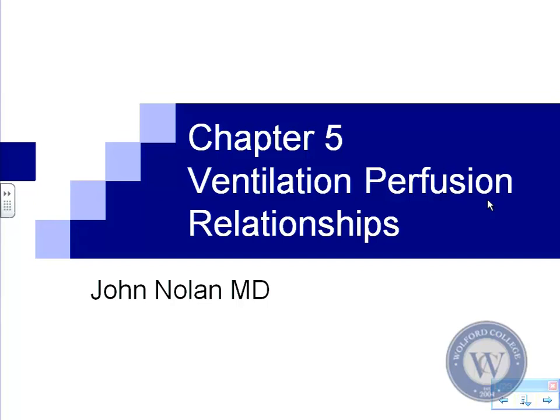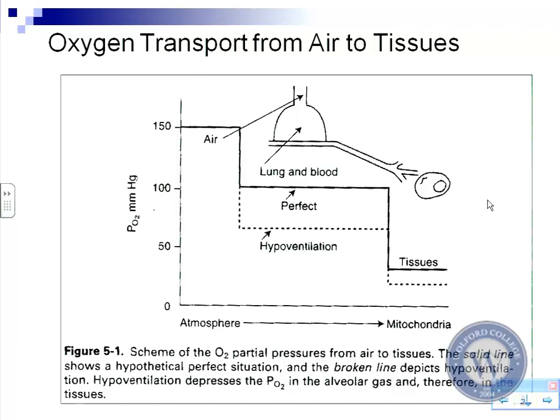Chapter 5 is all about DQ relationships. Okay. Ultimately, what you're trying to do is get oxygen to transfer from the air to the tissues, and that requires that you go through these steps of falls as you get from one compartment to the next. The first compartment that you see up here is up in the mouth.